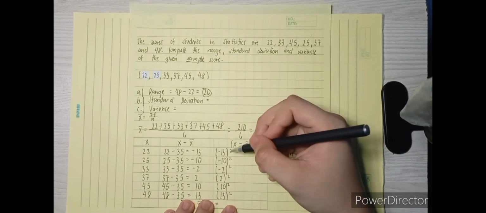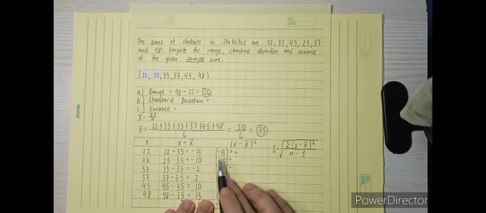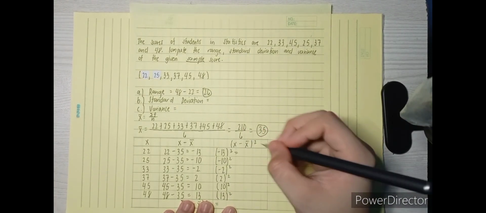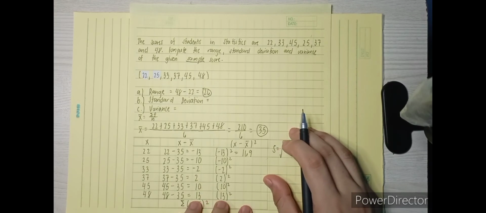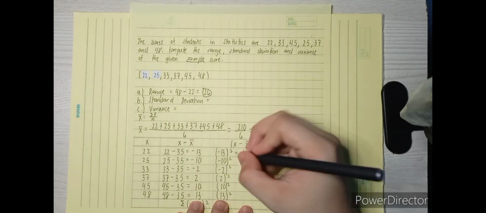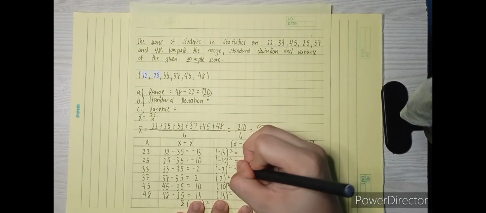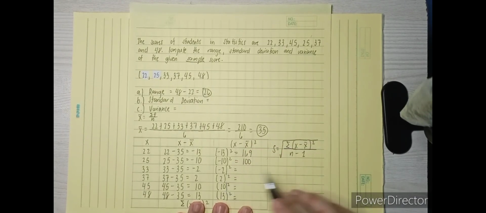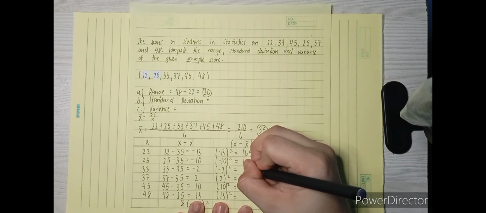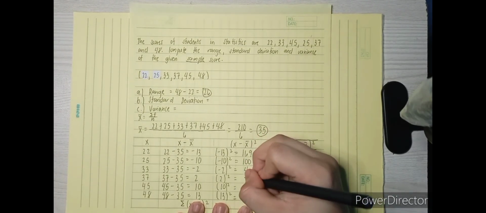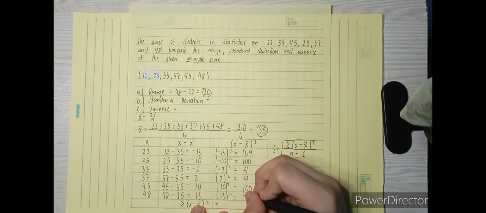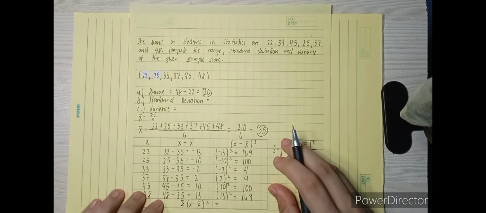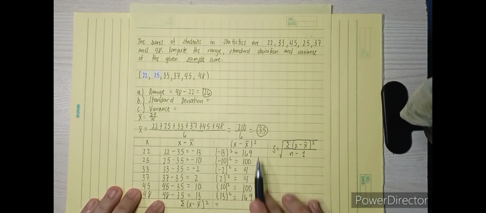Negative 13 times negative 13 is equals to positive 169, because negative times negative is equals to positive. Negative 10 times negative 10 is equals to 100. Negative 2 times negative 2 is equals to positive 4. 2 times 2 is 4. 10 times 10 is equals to 100. 13 times 13 is equals to 169. So, nakuha na rin natin ang x minus x bar raised to 2.